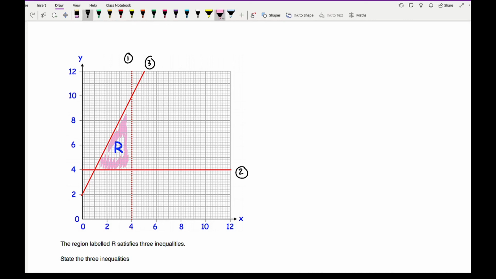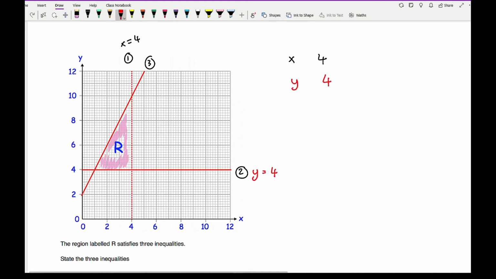Looking at the equations of each of those lines, this is a vertical line going through 4, so that's going to be x equals 4. So I'm going to have x and 4. The second line is a horizontal line, and that's going to go through 4, so that's going to be y equals 4.